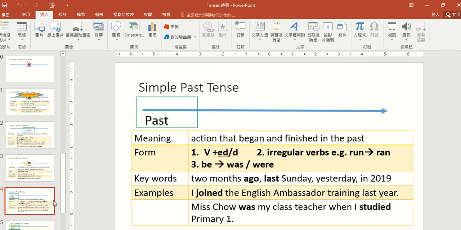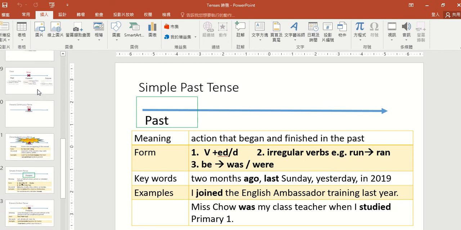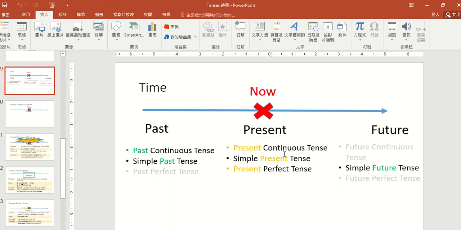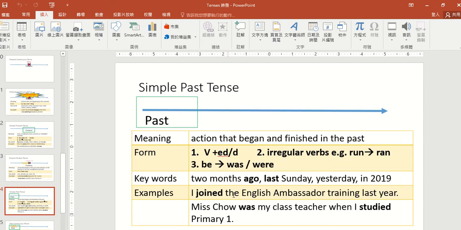Okay, simple past. So we now finish present tense. Okay, we finished the present tense, and now we move on to the past. So for past tense, the meaning is very easy. It means something that began and finished in the past. So it's already done in the past, something that happened before.